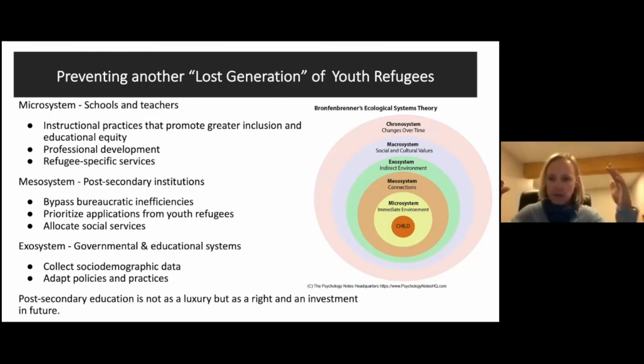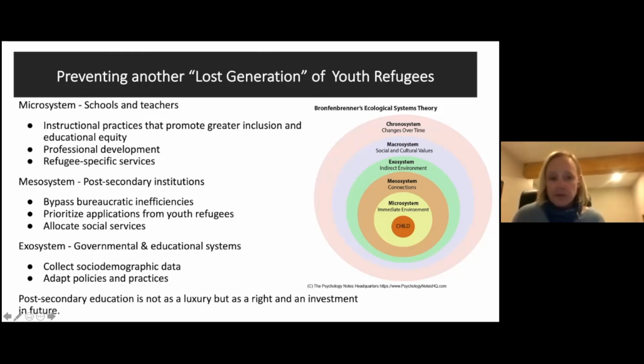So this is where we get out into the other systems. Post-secondary institutions are at the meso system level. They also have a pivotal role to play in helping refugees pursue higher education. They have the ability to bypass bureaucratic inefficiencies. They can prioritize refugee applications and provide facilities and services for students and their families. So these institutions are able to waive certain requirements and allocate social services as needed for the students.